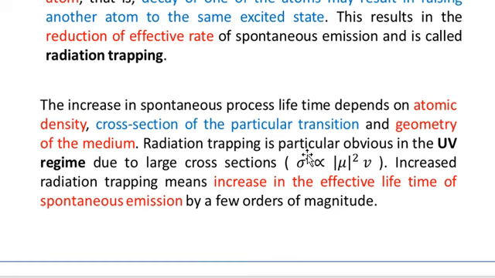Radiation trapping is particularly obvious in the UV regime due to large cross-section, where sigma is proportional to the absolute square of mu multiplied by nu. In the UV region, nu has a large value, that's why the cross-section is large. Increased radiation trapping means increase in the effective lifetime of the spontaneous emission by a few orders of magnitude.